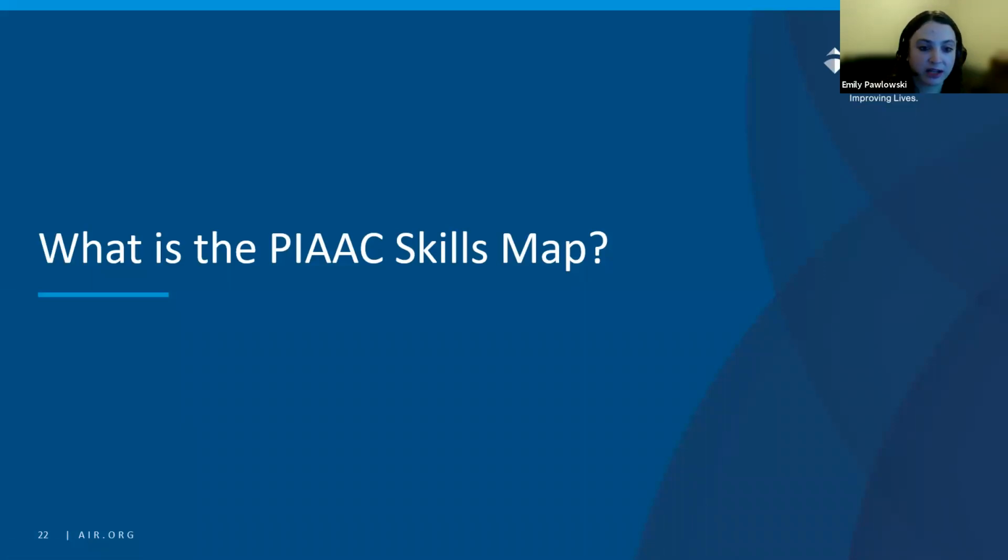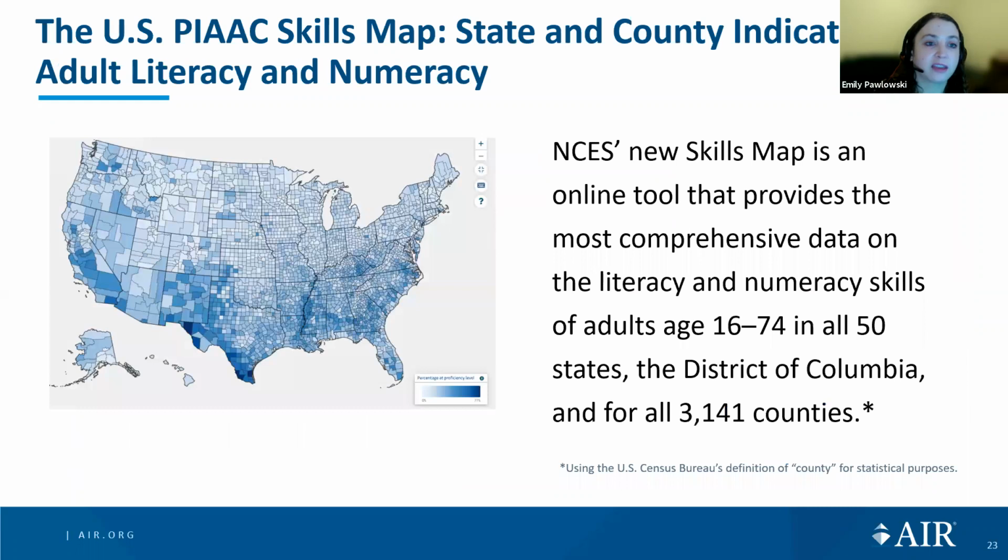So now going into the PIAAC Skills Map, this is the US PIAAC Skills Map, which includes state and county indicators of adult literacy and numeracy. This is an online tool and it provides comprehensive data on the literacy and numeracy skills of adults ages 16 to 74. And there's data for all 50 states in the US, the District of Columbia, and for all 3,141 counties.